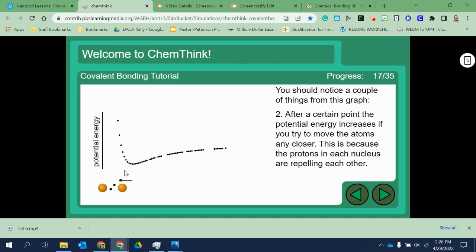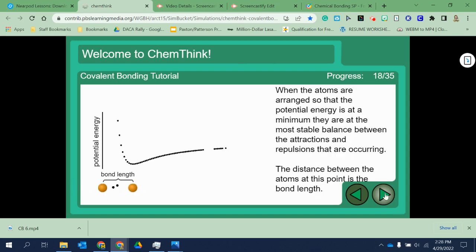Right? And then after a certain point, the potential energy starts to increase if you try to move the atoms any closer. This is because the protons in each nucleus are now trying to push each other apart, right? So they got to get right in that sweet spot right here to reach this low point right here. If they get too far, it's going to be kind of high, right? It's moving up here. If they get too close, it's going to move back up again up here. Right, when atoms are arranged so that their potential energy is at the minimum down here, they're at the most stable, right? This is where they want to be. The stable balance between attractions and repulsions that are occurring.